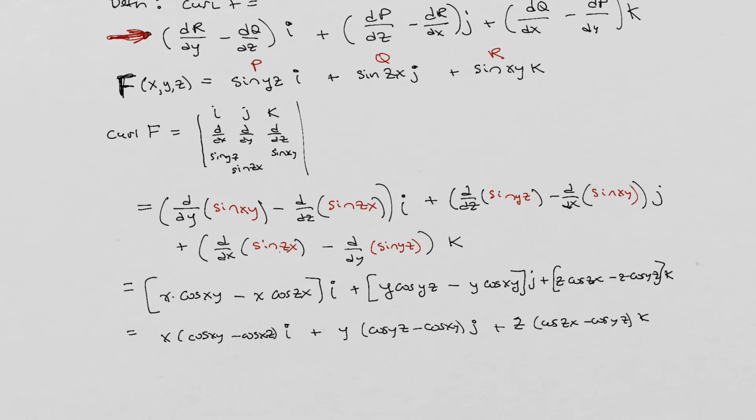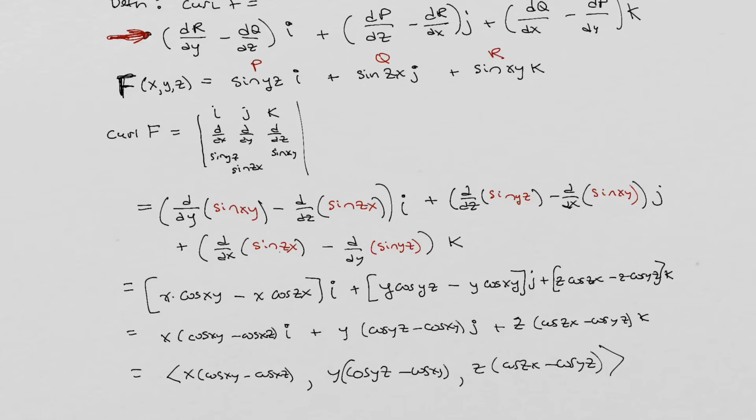And then we could also write this out in a vector form of x times cosine of xy minus cosine of xz, y times cosine of yz minus cosine of xy, and then z times cosine of zx minus cosine of yz. All right, so that is the curl of that function f.